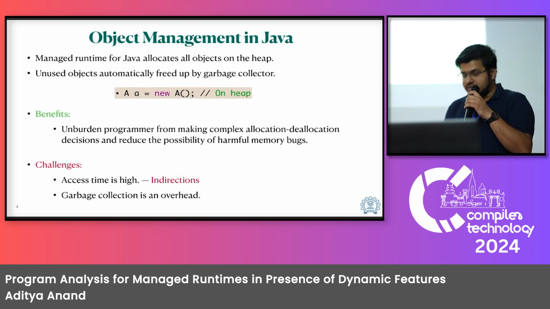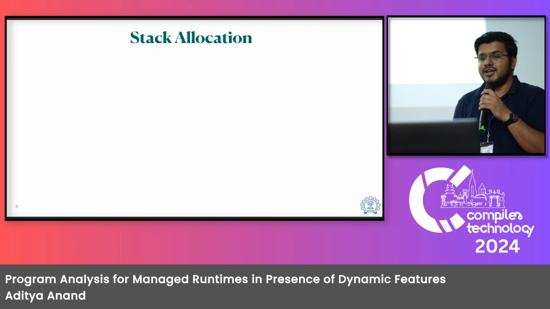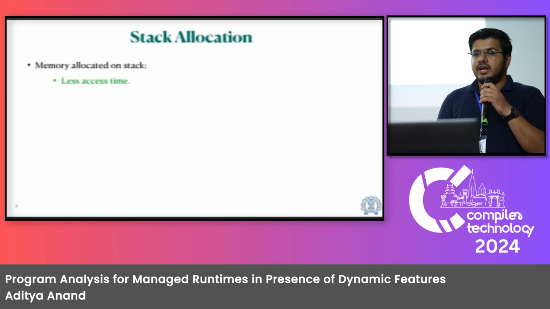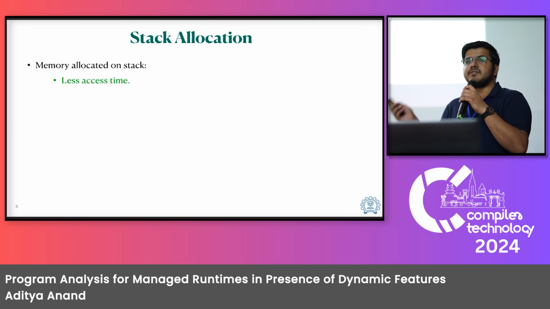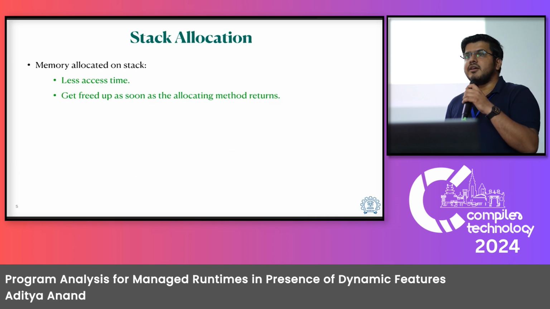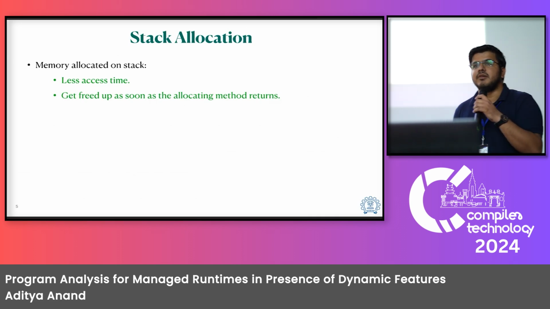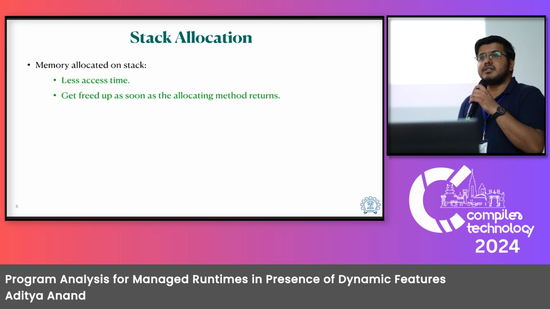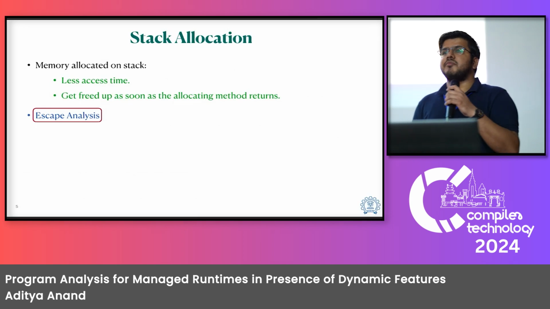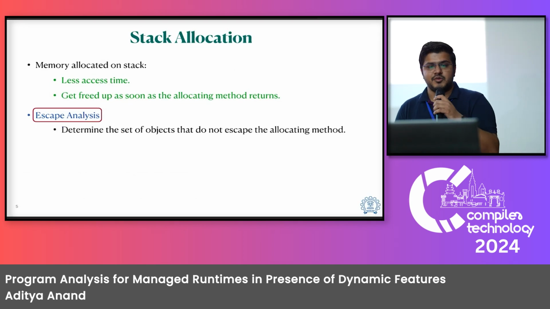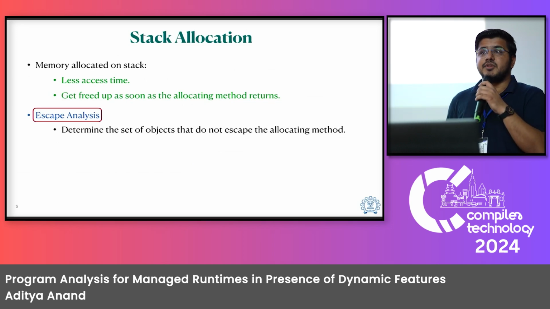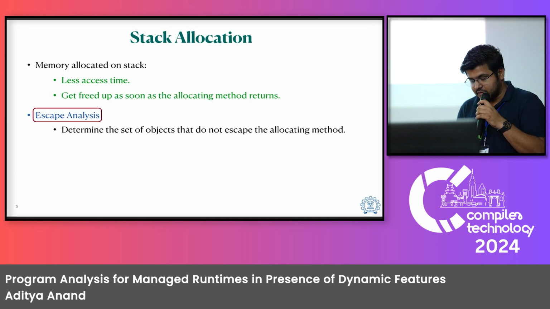So what's the solution? We saw one solution, which was stack allocation. We can allocate objects on the allocating method's stack. The advantage is that we will have less access time as we can directly access the object on the stack, and we need not worry about explicit memory deallocation or getting it freed by the garbage collector. But can we stack allocate all the objects? The answer is no. To get the list of objects that can be stack allocated, we use an analysis called escape analysis. It helps you get the list of objects that can be stack allocated.